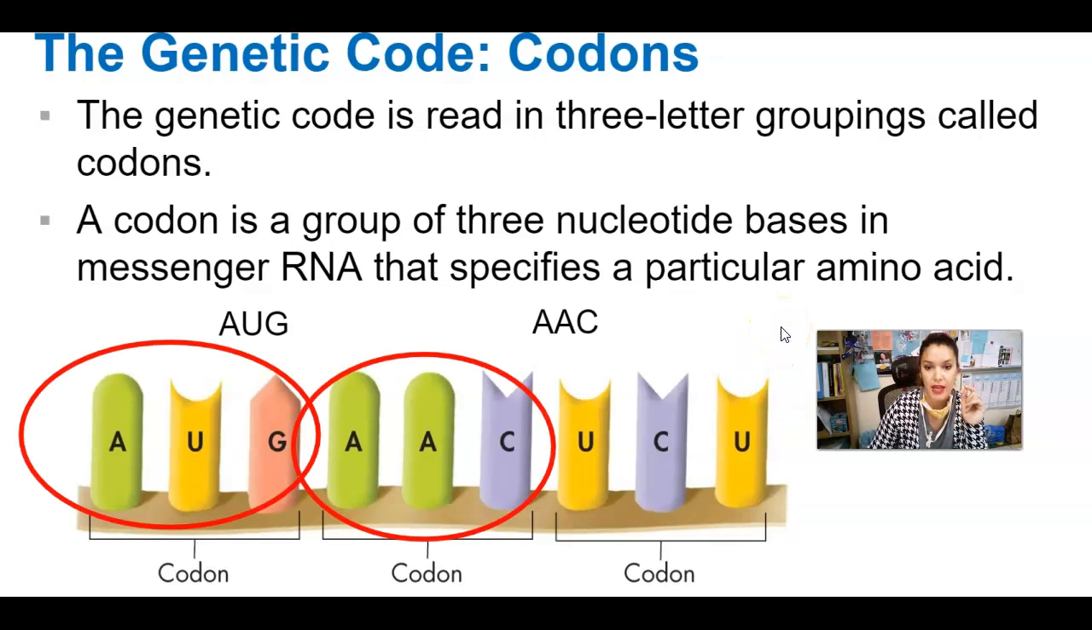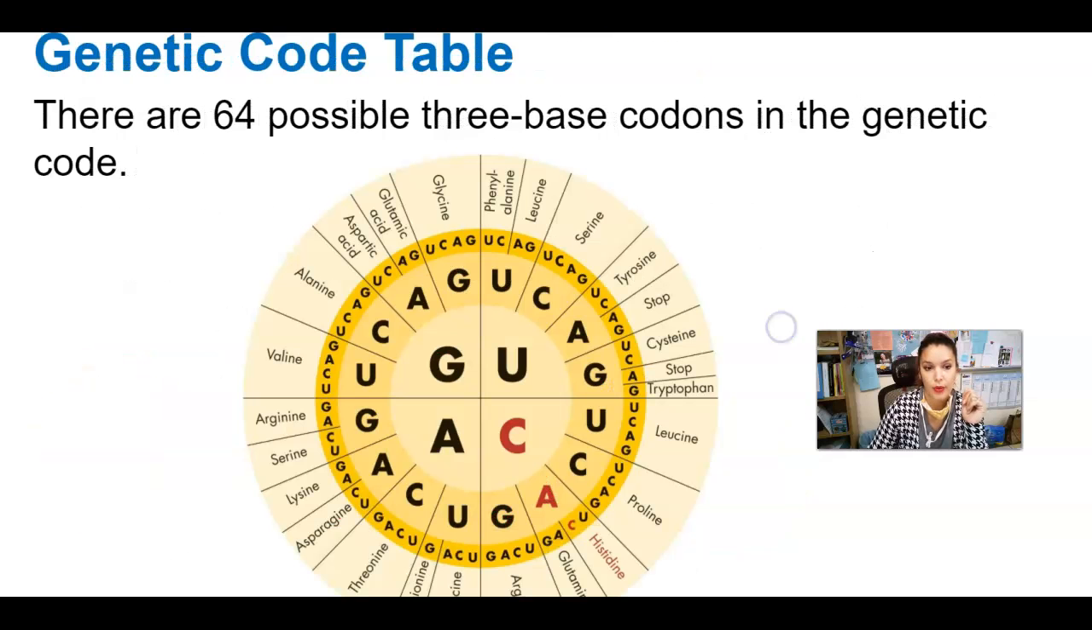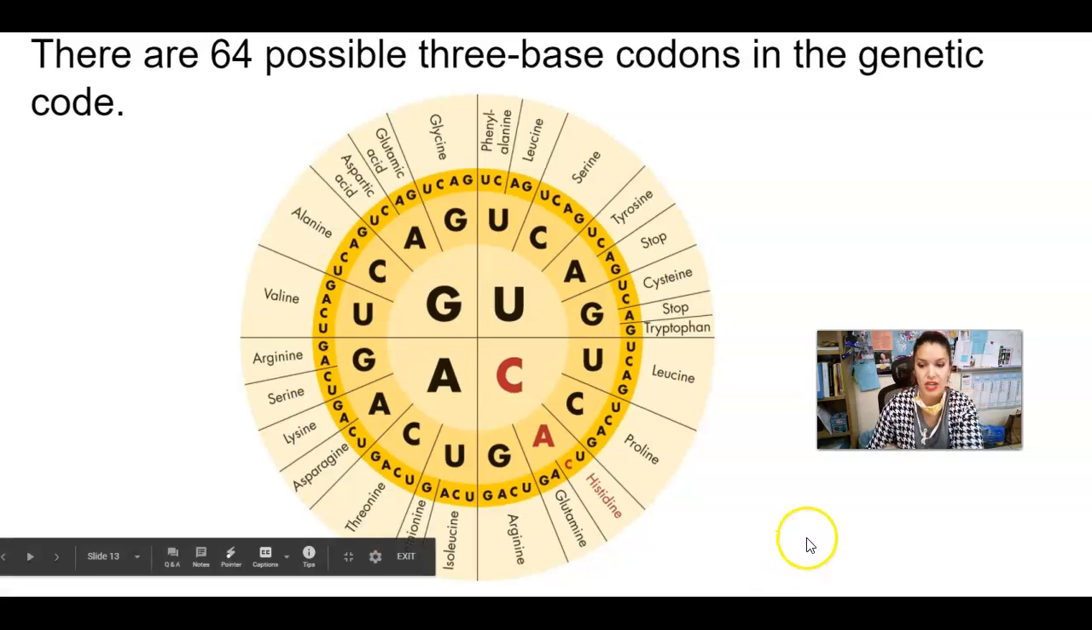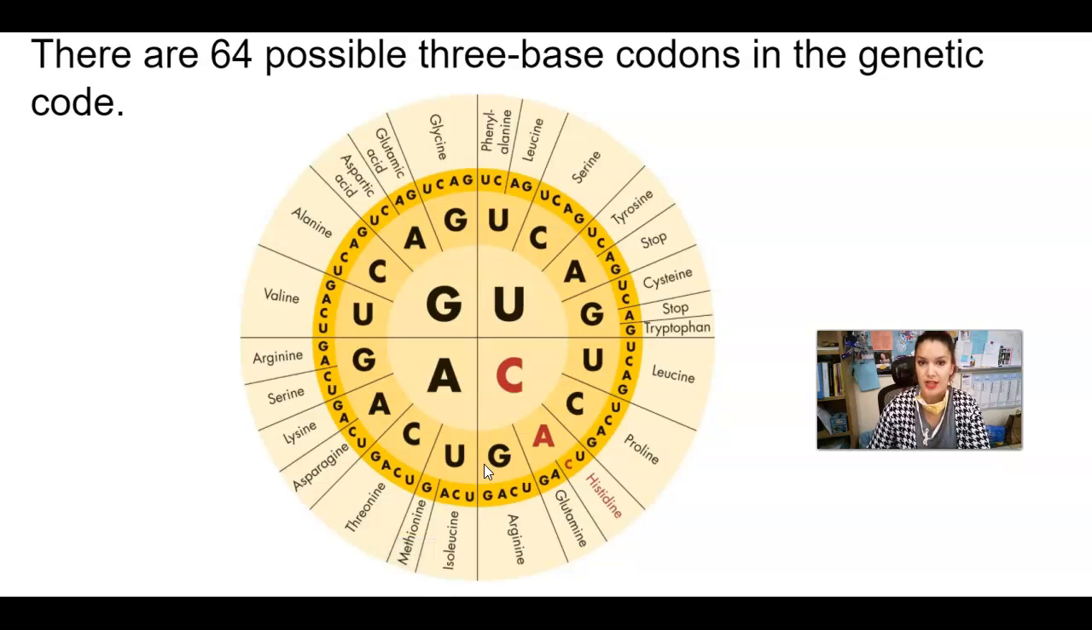AUG, AAC, and UCU. All right, so there are 64 possible 3-base codons in the genetic code. Some of the worksheets that I will give you will not have this pie-shaped one. They will look a little different for you, but ultimately they all do the same thing. All right, so here is our genetic code table. This chart shows us our genetic code, but it shows them to us in codon formation.